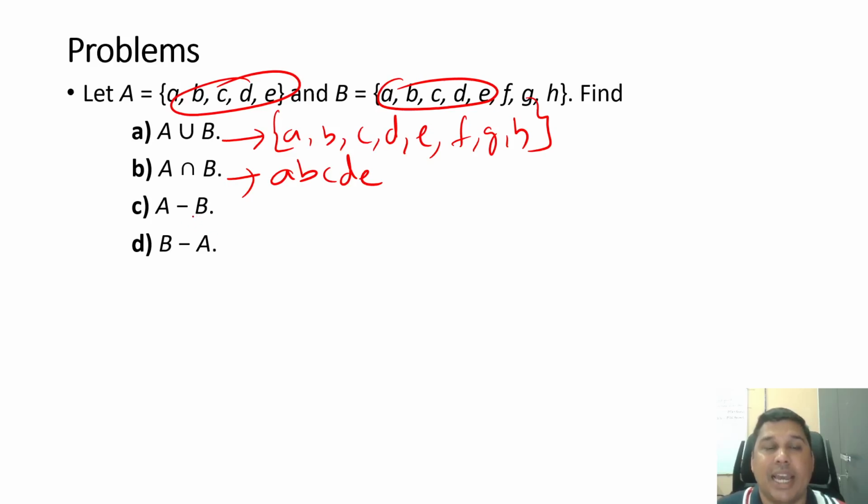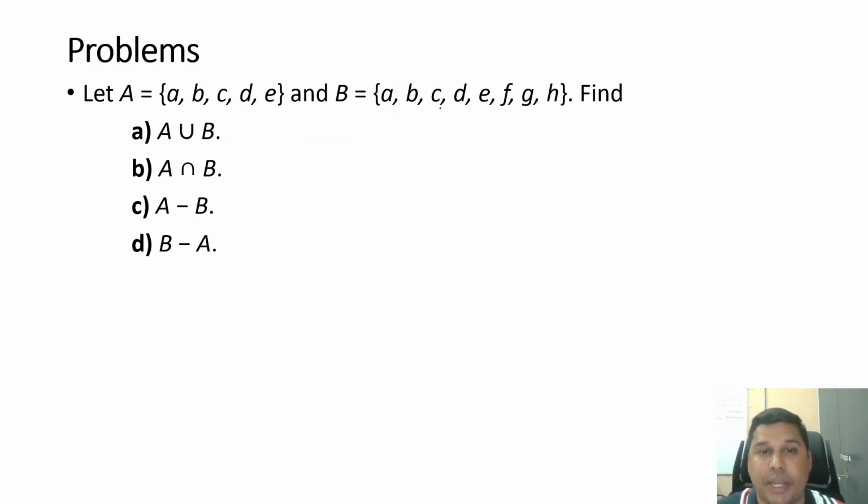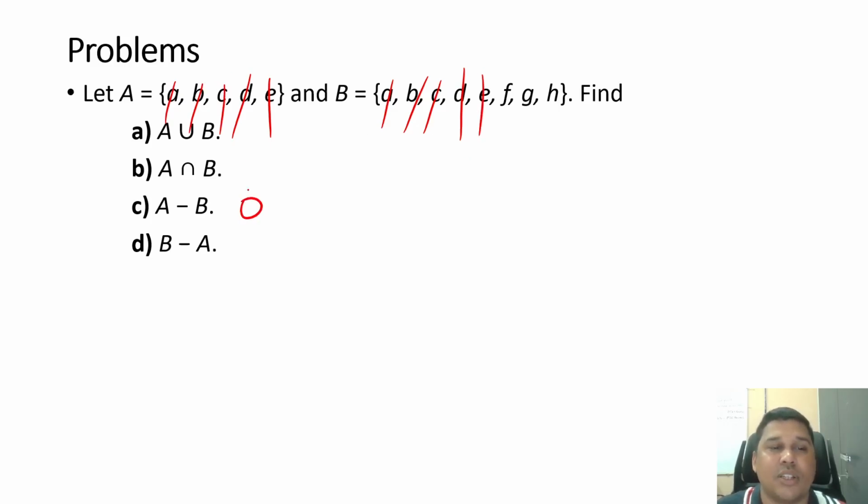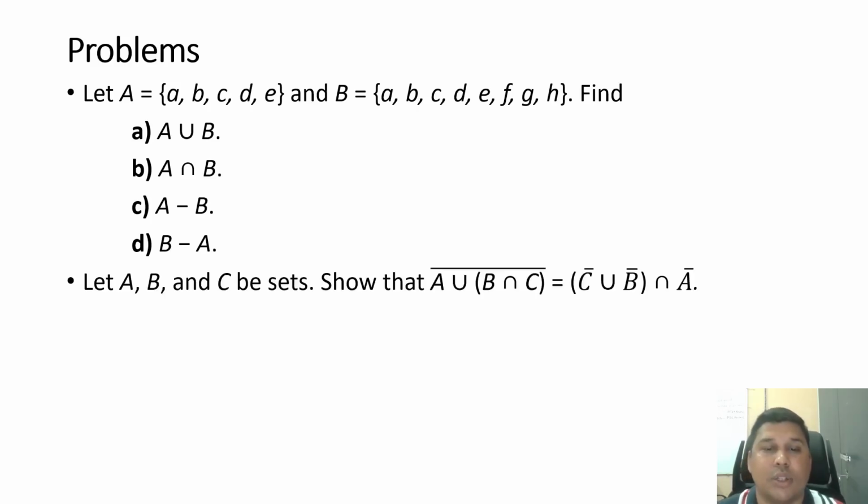A minus B: elements only in A but not in B. You see A is common, I cannot consider that. B is common, strike off. C common, strike off. D also is common, strike off. E is also common. Nothing. So what is the element left? Nothing, so this is null. Whereas B minus A, if I delete the common elements, B is left over with three elements, that is F, G and H. Okay, simple problem based on two sets. Similarly, if A, B, C are sets, show that A union B intersection C equal to C bar union B bar intersection A bar.